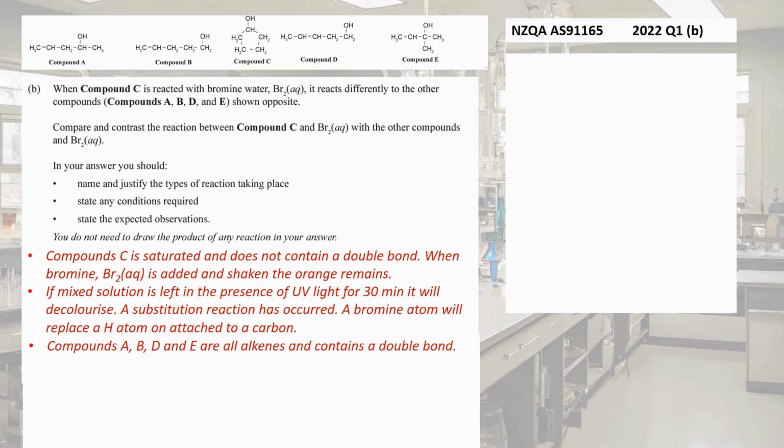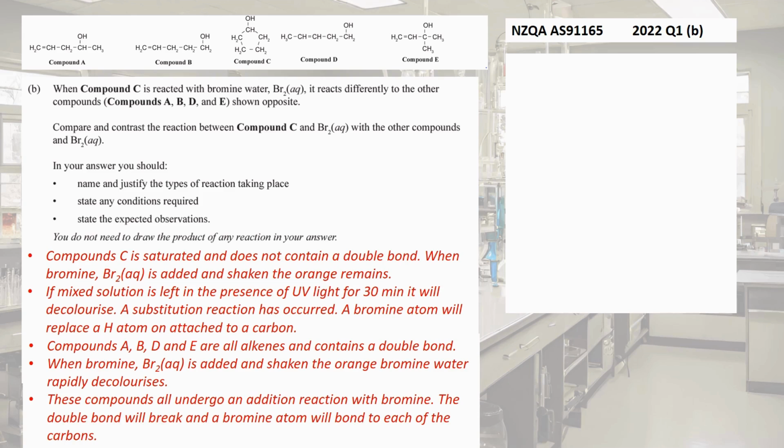The next thing that we are going to talk about is the other four. Compounds A, B, D, and E are all alkenes and contain a double bond. When bromine water is added and shaken, it rapidly decolorizes. These undergo an addition reaction. Now we have to explain exactly what an addition reaction means in this case. The addition reaction is where one of the bonds of the double bond breaks and then atoms are added to the carbons of the double bond. So we'll get two bromine atoms added.